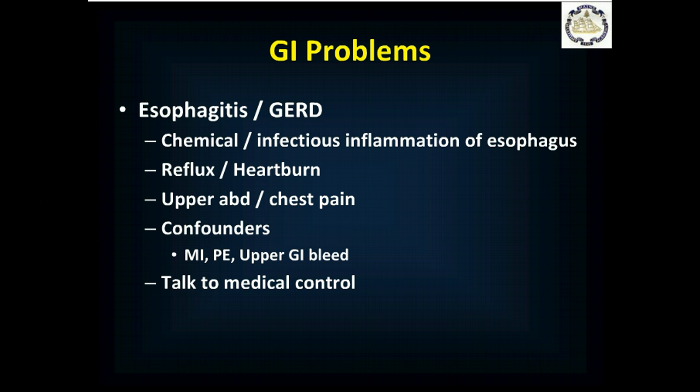People with a viral gastroenteritis, a viral infection of the stomach and the bowel, can get a lot of reflux and burn as well. So you get heartburn symptoms, upper abdominal and chest burning discomfort. The problem is that a heart attack can present like this, a pulmonary embolus can present like this, and someone who's got bleeding from the stomach, the upper GI tract, the esophagus, can also present like this. So if somebody has these symptoms, talk to medical control about making a decision about what's going on with them.